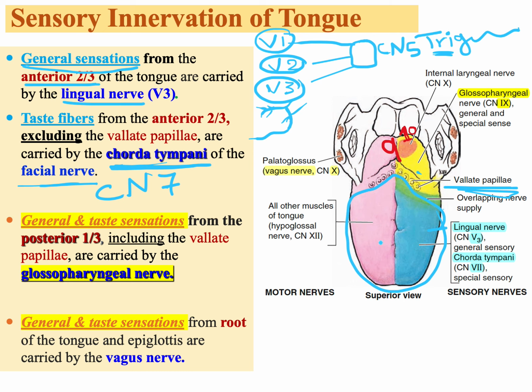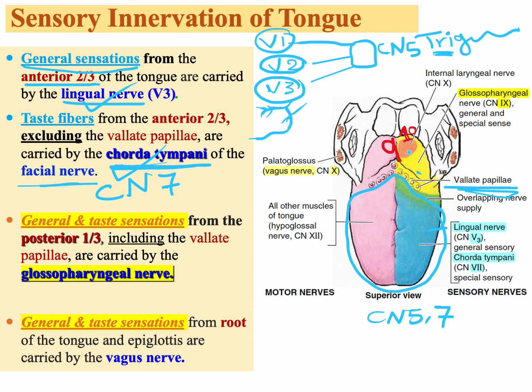Okay, so we have cranial nerve number 5 for general sensation, and number 7 for the taste sensation from the anterior 2/3 of the tongue through the lingual nerve and chorda tympani. Very important. Now, what about the posterior 1/3?